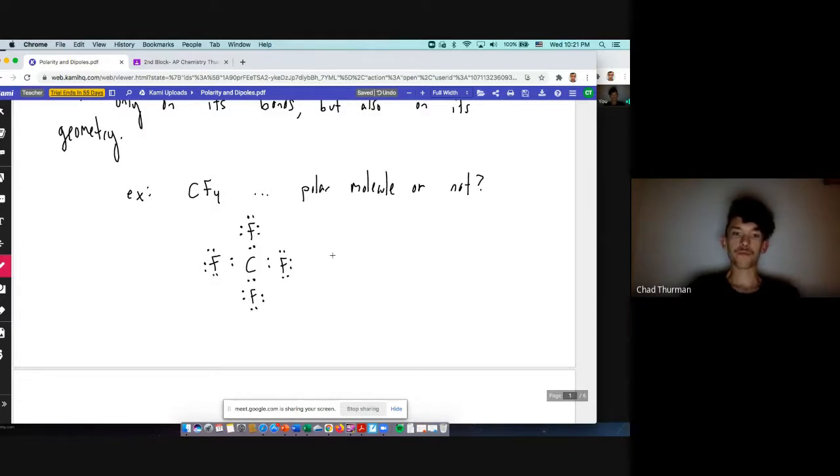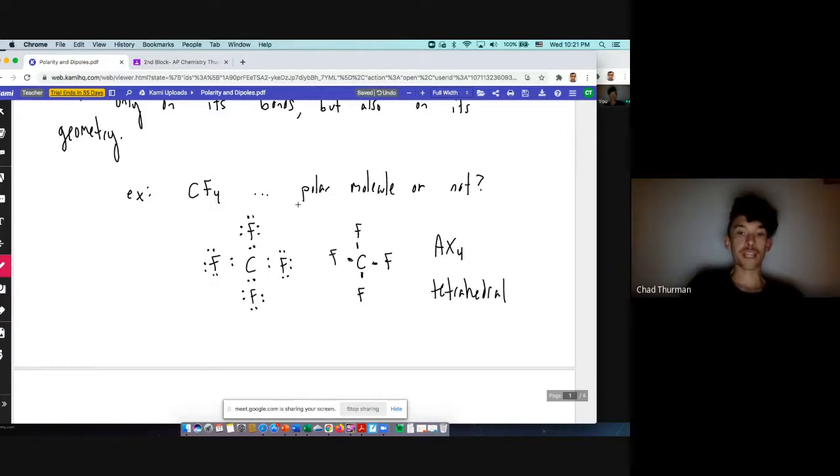Okay, so when I do the Lewis structure, it's going to look like this. And you guys should all recognize that this is AX4. It's got my central atom. Carbon has 1, 2, 3, 4 electron domains. I know right away it's going to be tetrahedral. And here's where this gets important.